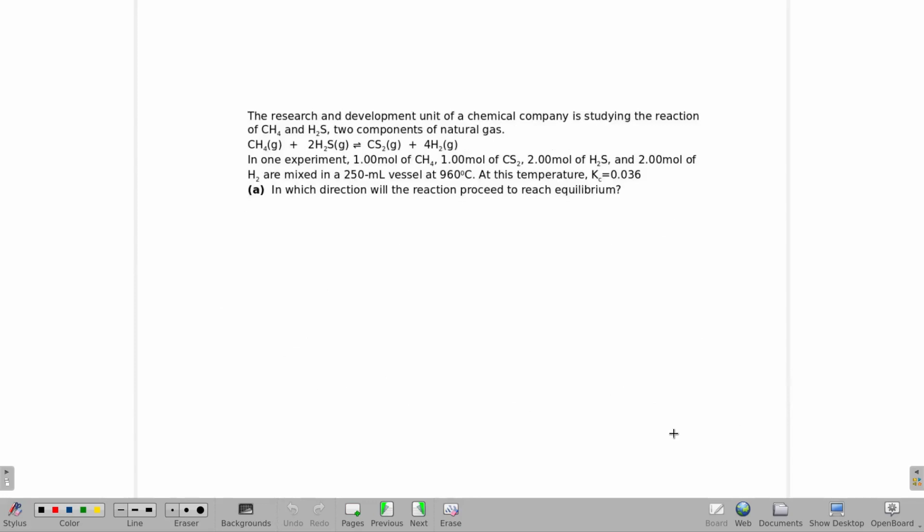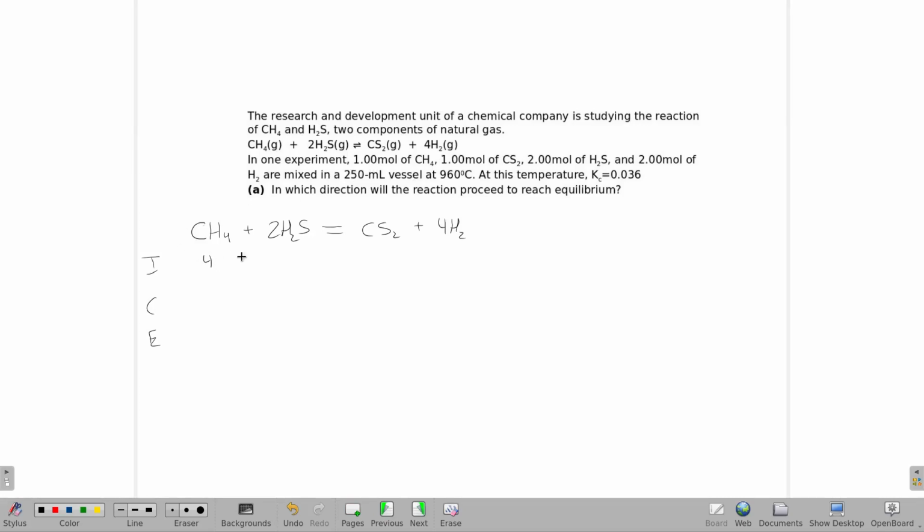Alright, let's do another one of these. Got a big complicated reaction here: CH4 and H2S giving CS2 and 4 H2. Let's set up an ICE table. They give you 1, 1, 2, and 2, but they're in a 250 milliliter volume flask, so we're going to multiply each of these by 4.